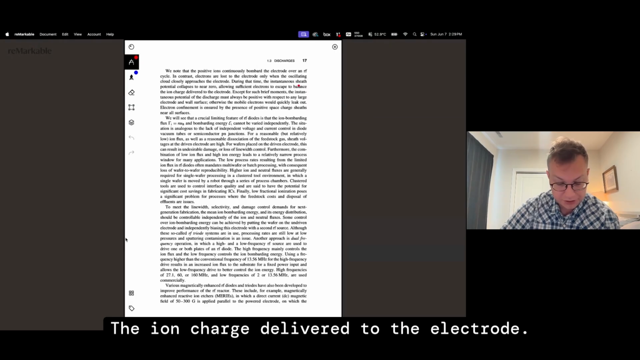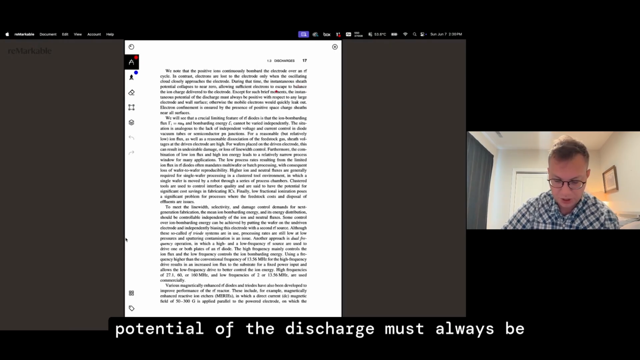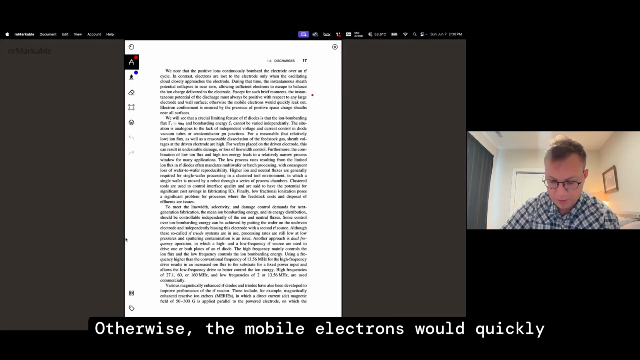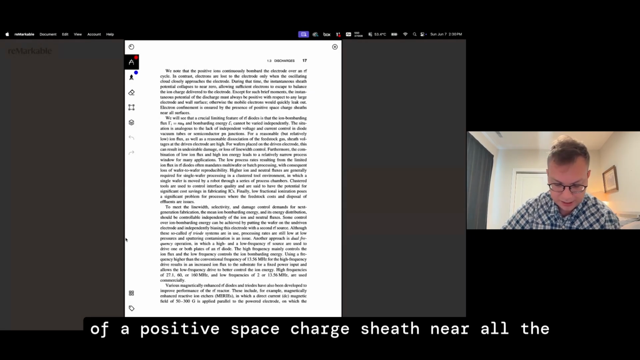ion charge delivered to the electrode. Except for such brief moments, the instantaneous potential of the discharge must always be positive with respect to any large electrode and wall surface. Otherwise, the mobile electrons would quickly leak out. Electron confinement is ensured by the presence of a positive space charge sheath near all the surfaces.